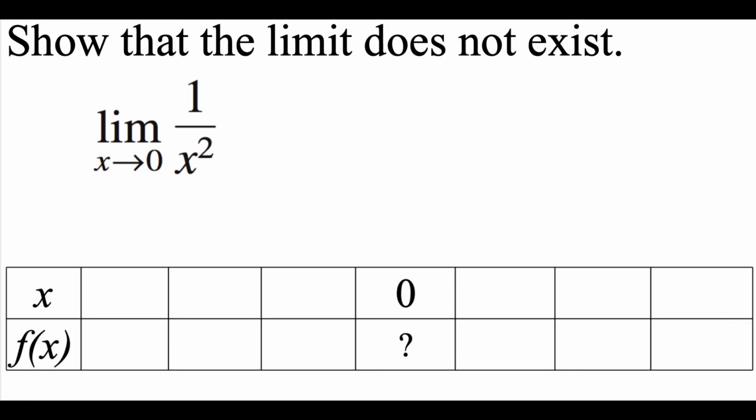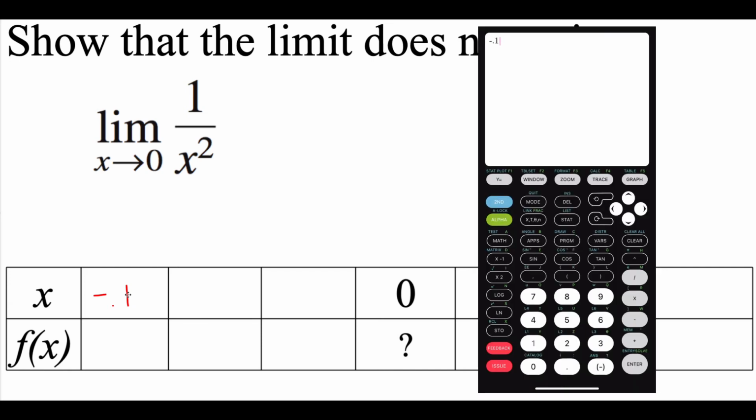Taking a look at our next example, again, we're going to show that this limit does not exist. We're trying to approach 0, but we can't plug in 0 because that would give me 0 on the bottom of the fraction, and we can't divide by 0. So I want to approach 0 from each side. I'm going to start on the left side with negative 0.1 because I want to choose a number that's close to 0, but then gradually get even closer from there. I'm going to take negative 0.1 and store it in my calculator, and then plug that into the function, and I get 100 as my answer.